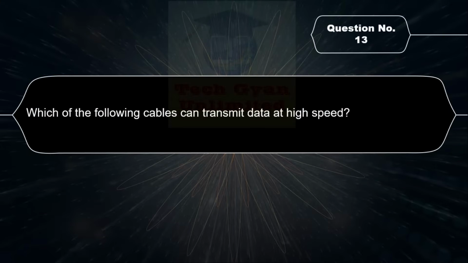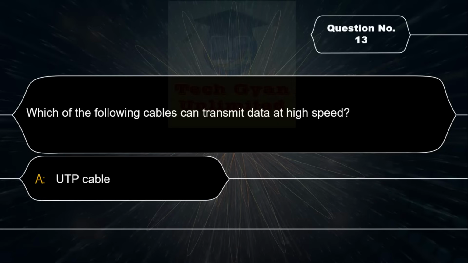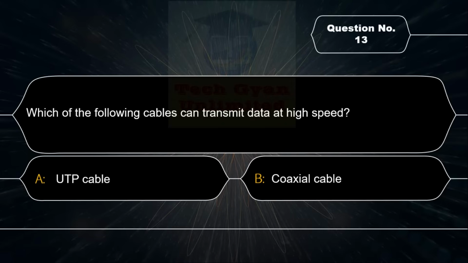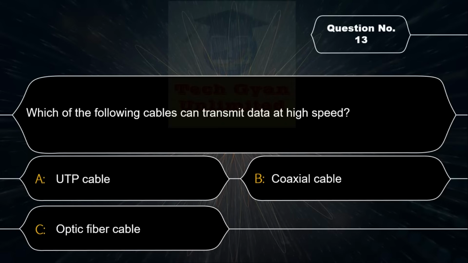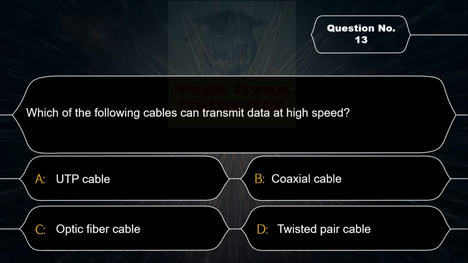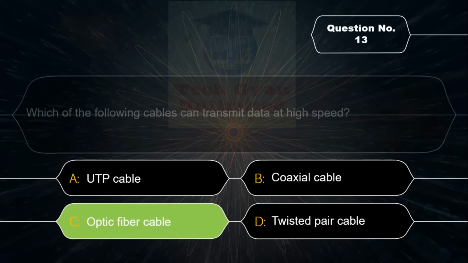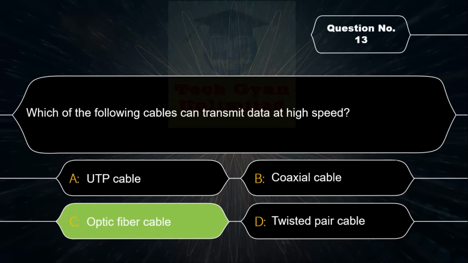Which of the following cables can transmit data at high speed? Option A, UTP cable, option B, coaxial cable, option C, optic fiber cable, option D, twisted pair cable. Correct answer is option C, optic fiber cable.